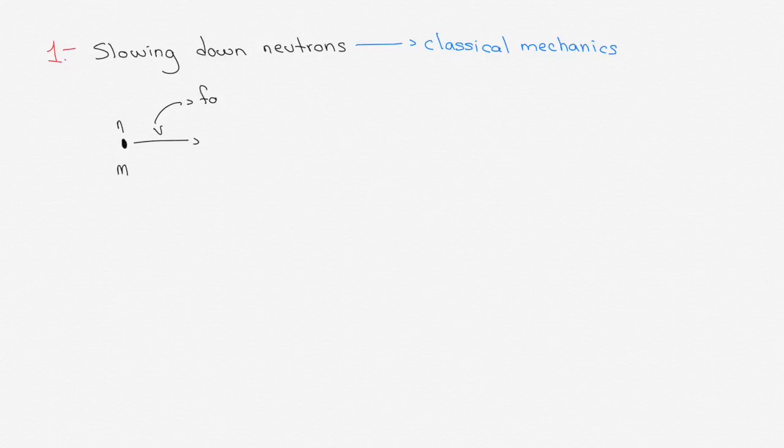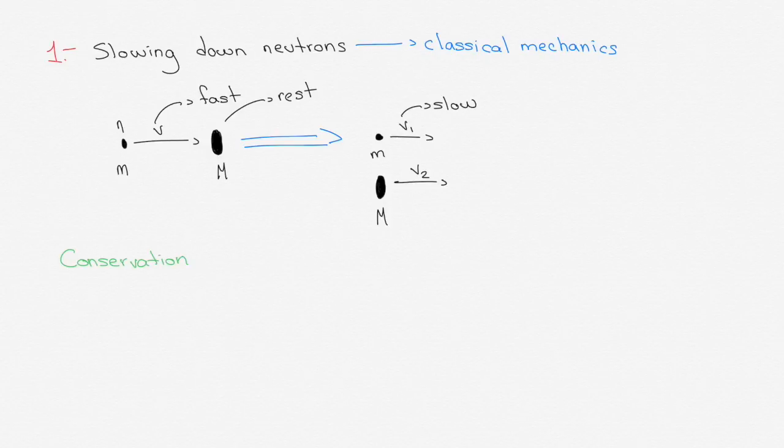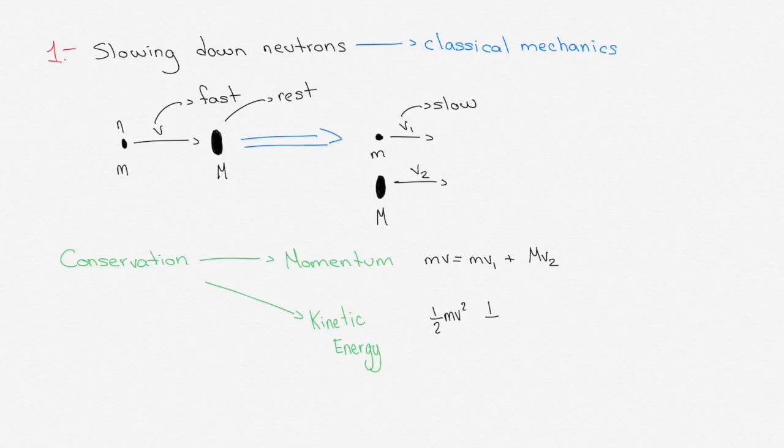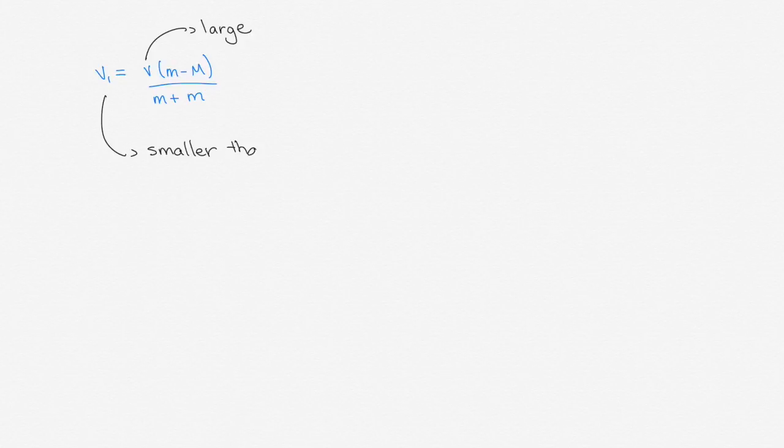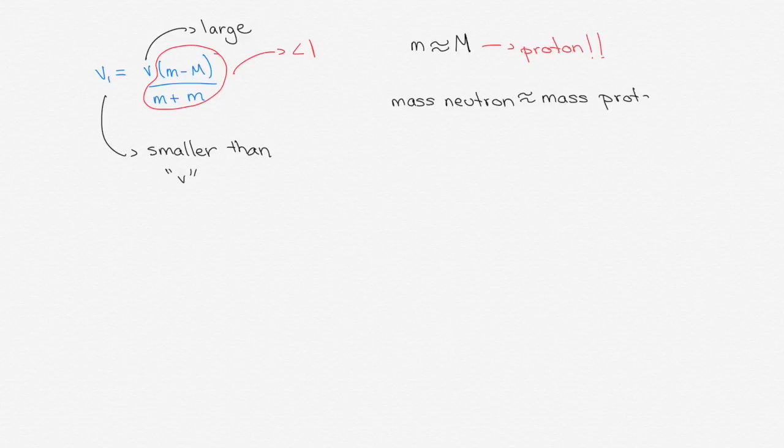To slow the neutrons down, we can use classical mechanics to find the solution. During the collision, we assume that momentum and kinetic energy are conserved. Therefore, after some mathematical manipulation, we find that the mass of the particle that the neutron is colliding with has to be about the same mass as the neutron. A proton has about the same mass as the neutron. We can find protons in hydrogens, and these hydrogens can be found in water.